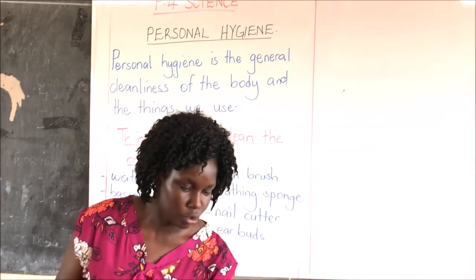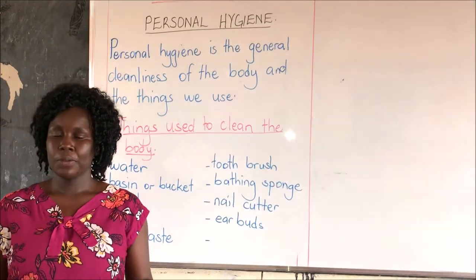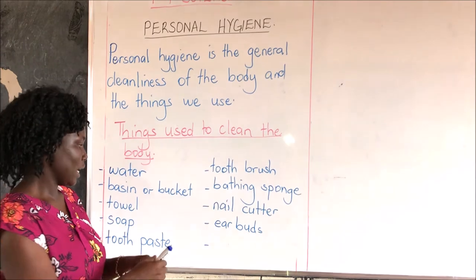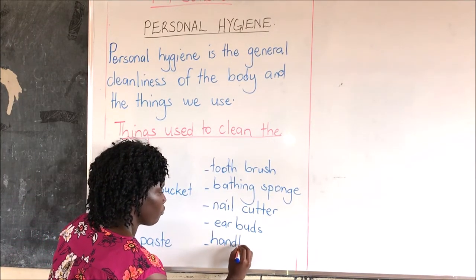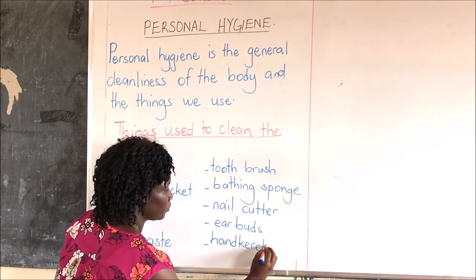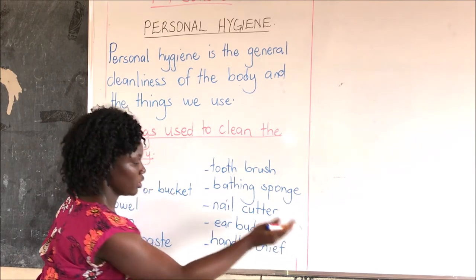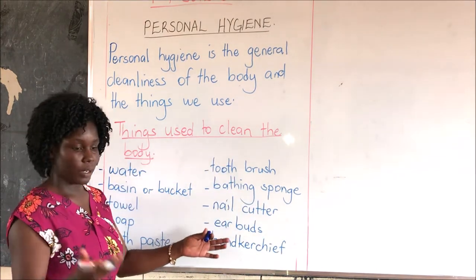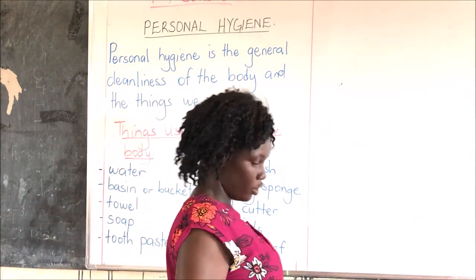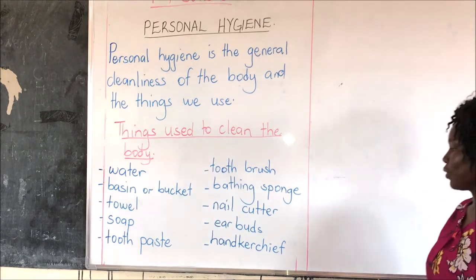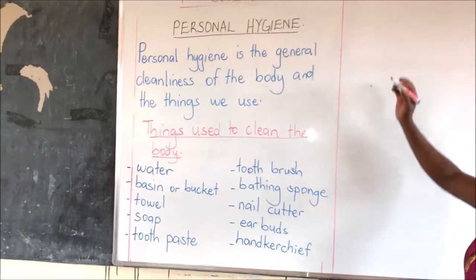So whenever you're trying to cough, make sure you cover your mouth with a handkerchief. You're having flu, don't use your clothes. Make sure you use a handkerchief. So here I'm having a handkerchief. You can use this when you're sweating, to wipe the sweat. When you're sneezing, you can use the handkerchief. And when you're coughing, you can cover your mouth using a handkerchief.